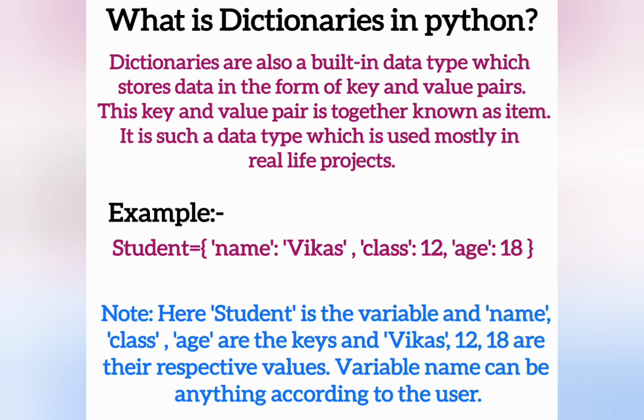Here I have taken the example. This is a very normal example. I have created a dictionary, and my first element is name and Vikas. Here name is the key and Vikas is the value of my key, that is name. This is how we write key and value: key, then colon, then value. So name is my key, then a colon, and then Vikas is the value of the key name. The next element is class. Class here is the key and 12 is the value of the key class. And the third element is age. Age is the key and 18 is the value of the key age.